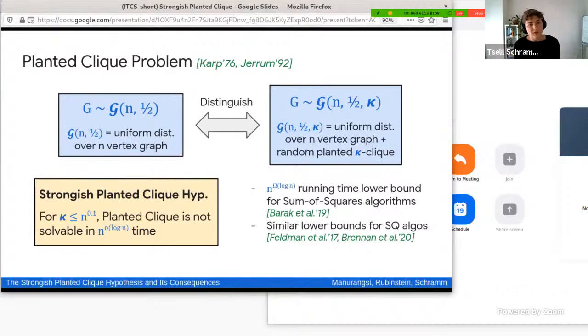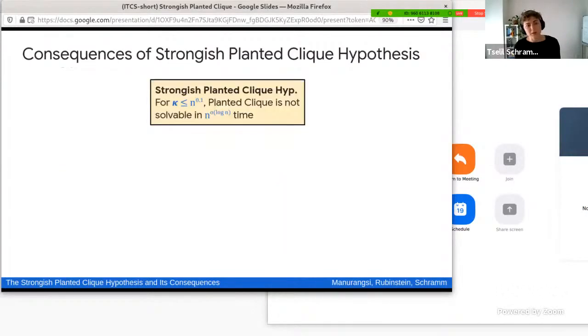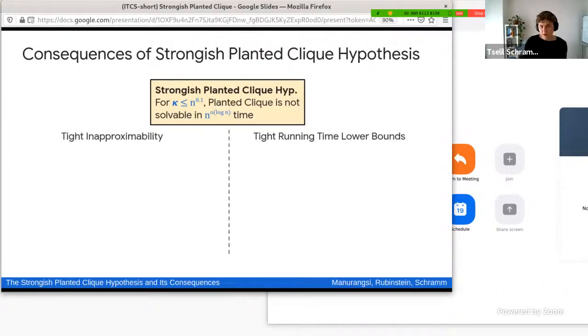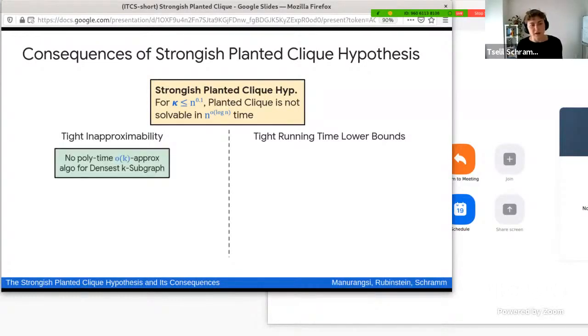Okay, so after introducing the Strongish planted clique hypothesis, we're able to derive several tight hardness results for other problems. On the one hand, we have tight inapproximability results. And on the other hand, we have tight running time lower bounds. Our first inapproximability result is that there's no polynomial time algorithm which gives a better than k approximation factor for the densest k subgraph problem.